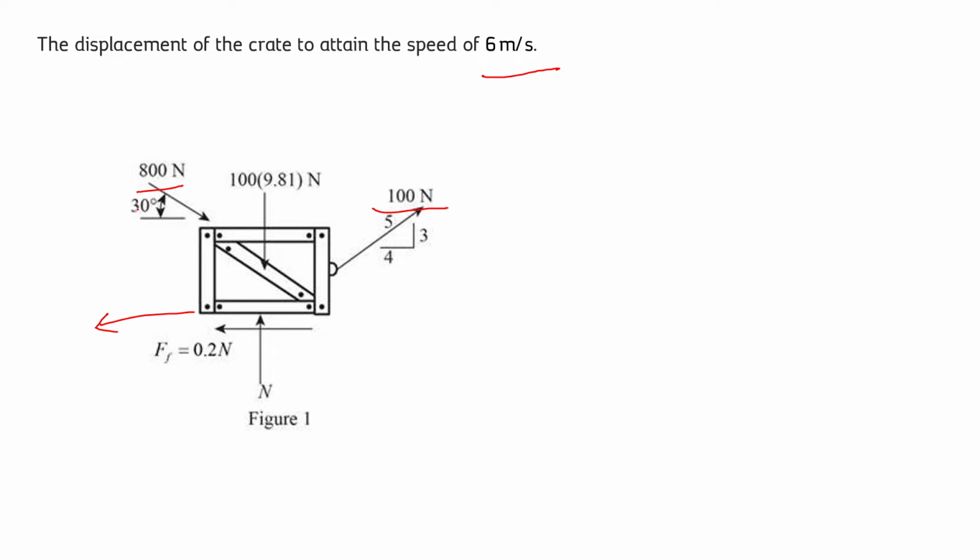of these forces. First of all, we'll calculate the net force which is acting along this direction, meaning along the horizontal direction. From here we can write net force into displacement will be equal to work done, which is equal to the kinetic energy at 6 meters per second.